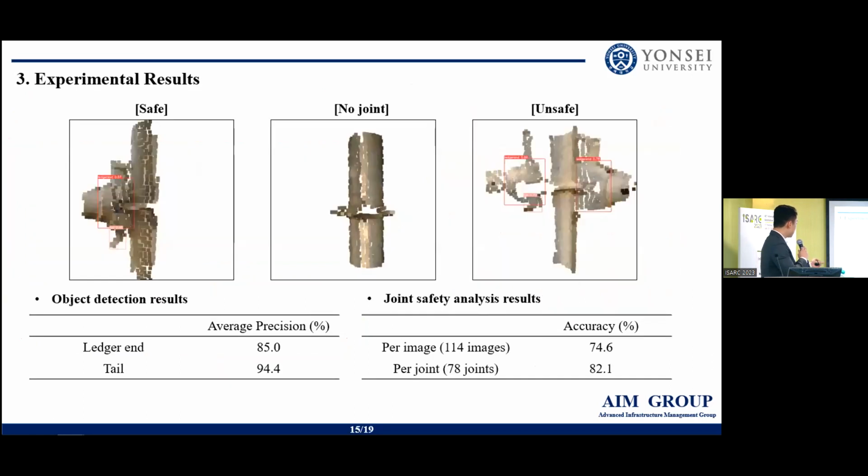On the 114 images, our object detection model resulted in an average precision of 85% for ledger end and 94.4% for tail detection. Our joint safety analysis algorithm classifies the images into 3 classes: safe joint, unsafe joint, and no joint. The accuracy of this algorithm was 74.6% per image and 82.1% per joint.